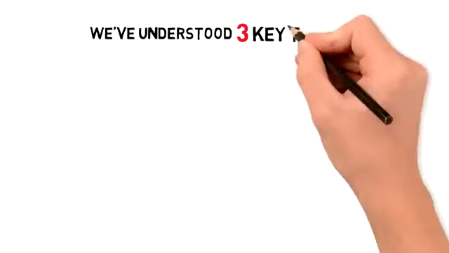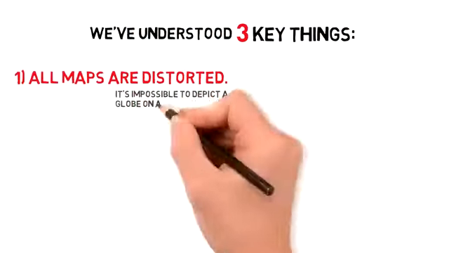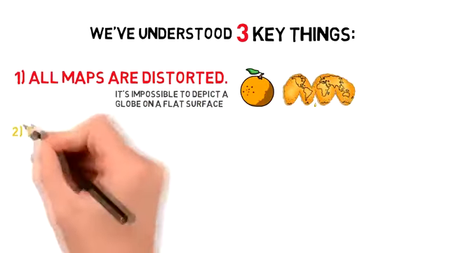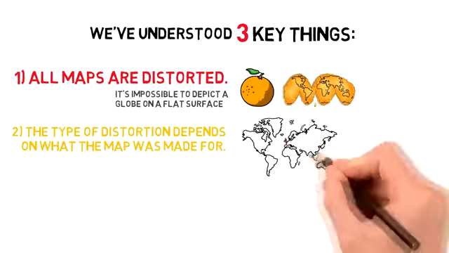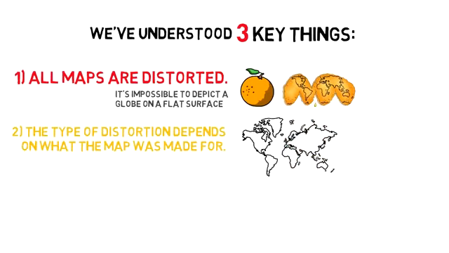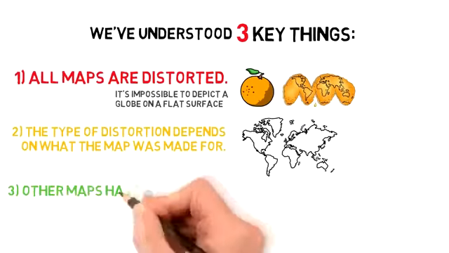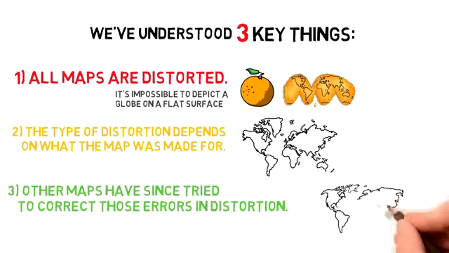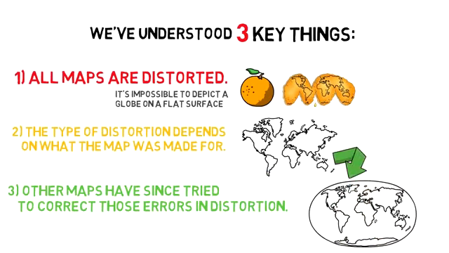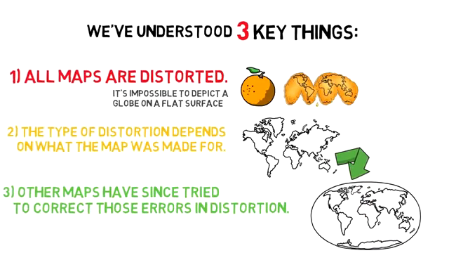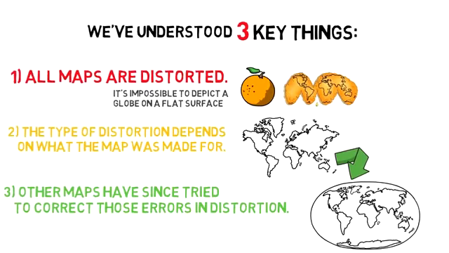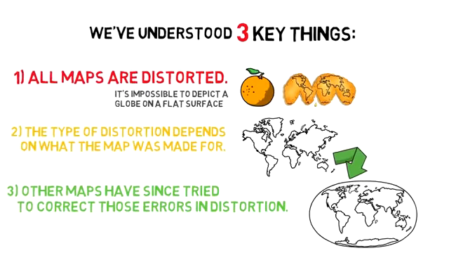One, all maps are distorted because it's impossible to depict a globe on a flat surface. Two, the type of distortion the map has depends on what it was made for. The Mercator projection was made for ship traveling, and so it prioritizes that, the courses and directions, sacrificing object proportions in some parts of the map. And three, other maps have since tried to correct those errors in distortion, either prioritizing other aspects or attempting to depict our continents in the most accurate way possible on a flat surface. This is why there are so many projections.